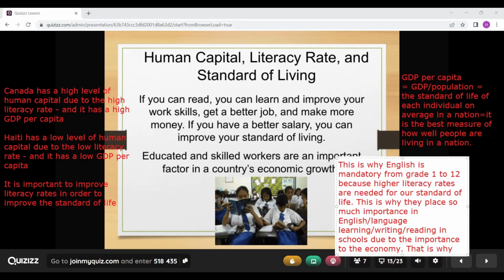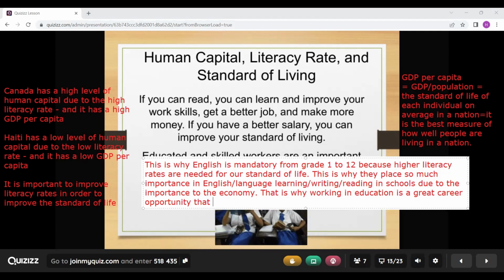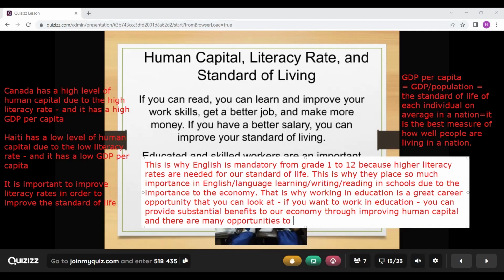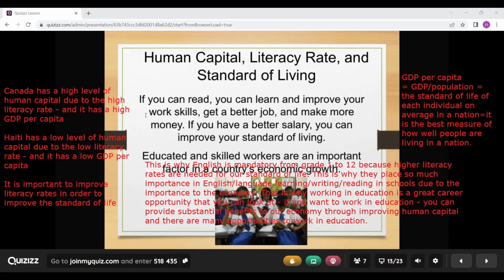That is why working in education is a great career opportunity that you can look at. If you want to work in education, you can provide substantial benefits to our economy through improving human capital. And there are many opportunities to work in education. So all of you in the class, if you're looking to work in education, there's a lot of opportunity, and you'll provide a lot of benefit to our economy. So that's definitely a good career pursuit if you do want to consider it.